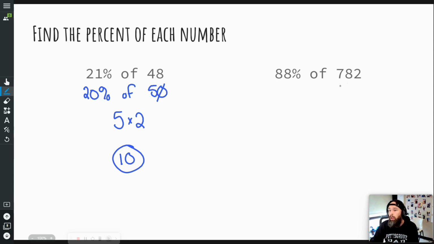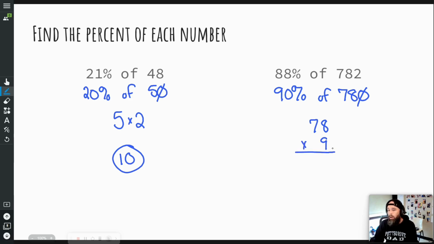Ugh, this one's not going to be so easy. 88% of 782. So I'm going to pretend that you're 90%. And I'm going to pretend that you're 780. So 10%, hack off a 0. So that gets you 78. Now you're going to multiply that by 9. Okay, so if I multiply that by 9, 9 times 8 is 72. Write out your 2, carry the 7. 9 times 7 is 63. 63 plus 7 is 70.